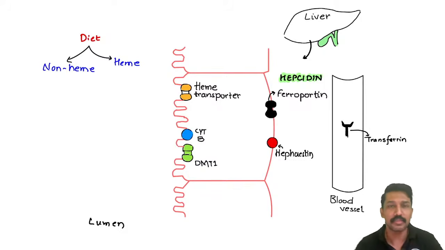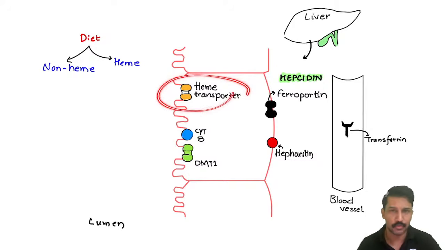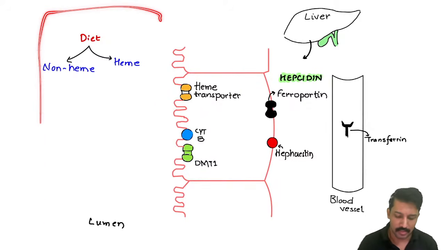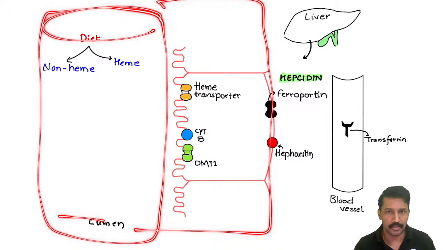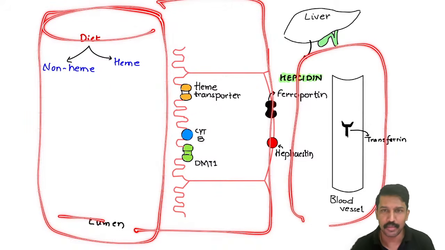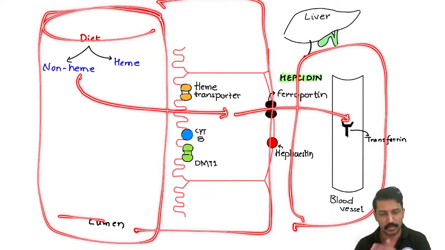The heme iron is easy to absorb because we have dedicated iron transporters. Now, imagine that this is the lumen of the intestine. These are the intestinal epithelial cells, and on the other side of the intestinal epithelial cells, we have the blood vessels. The nutrients will be absorbed into the intestinal epithelial cells and then shuffled into the blood vessels, and from the blood vessels, they go to the circulation. This is how the basic digestion and absorption of nutrients works.